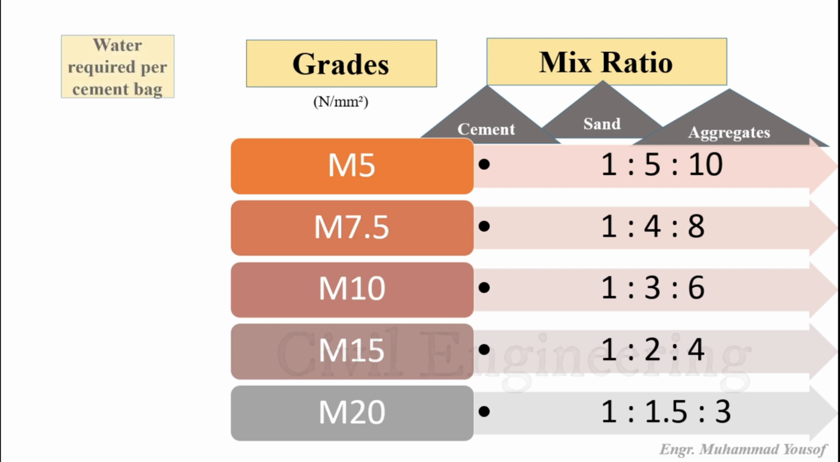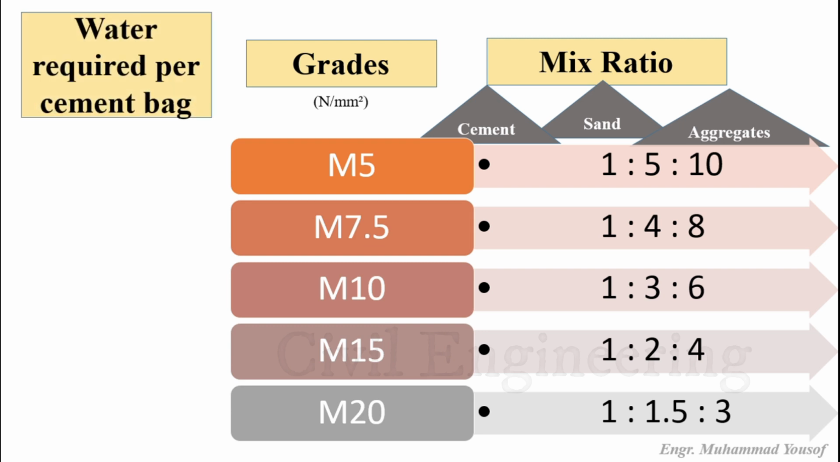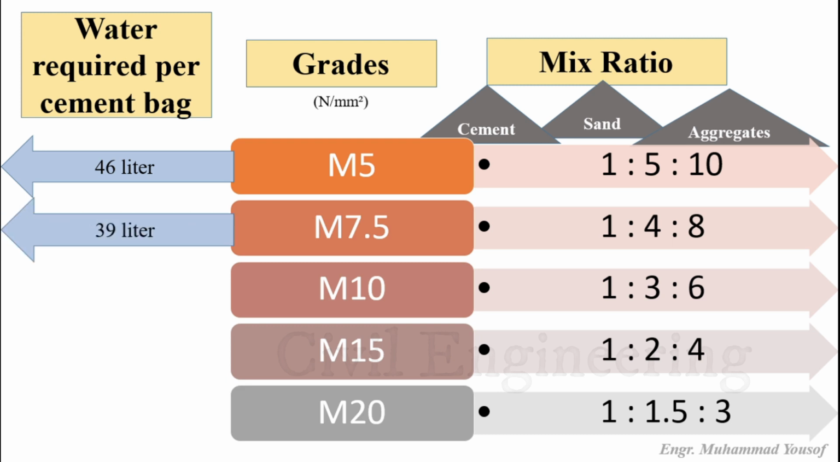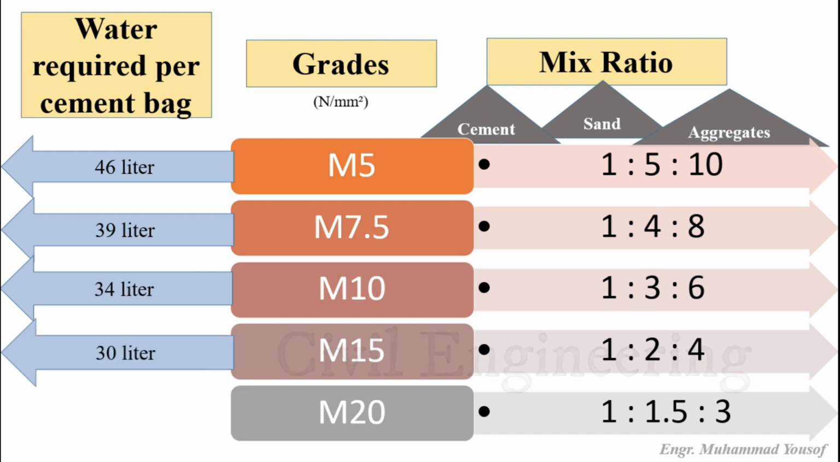Now we will see the water required for each bag of cement for each grade of concrete. For M5 grade of concrete we require 46 liters of water. For M7.5 we require 39 liters of water. For M10 we require 34 liters. For M15 we require 30 liters, and for M20 grade of concrete we require 27 liters of water. These values are all according to the standards.